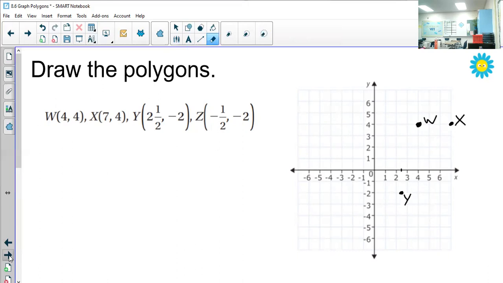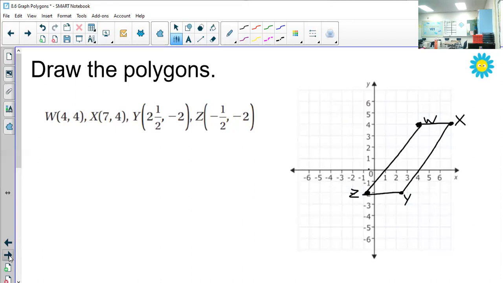And then my next one is Z, which is -1/2, -2. So that would be back like right here, down 2 would be right there, and that's Z, right? Yes. Okay, now we need to connect them. WX, XY, YZ, and there we go. And that's it. Okay, that's the basic base of today's lesson is going to be graphing polygons. So I'm only going to do 2. I think you can handle it from there.